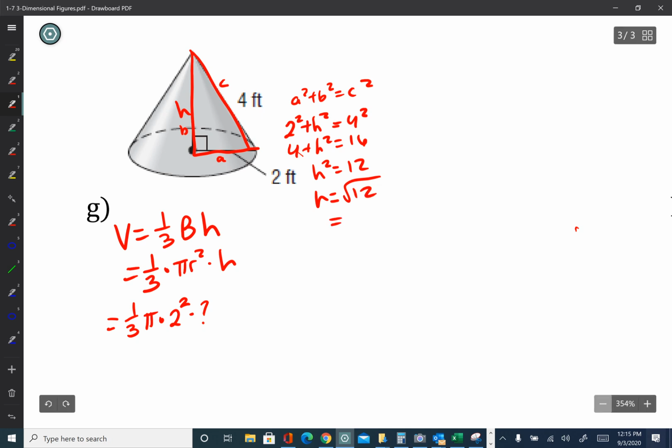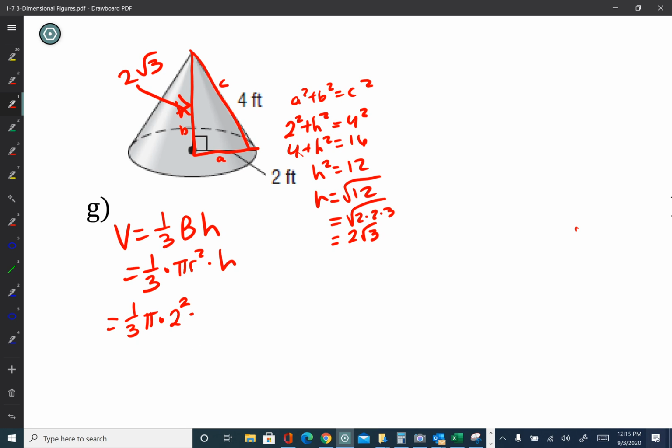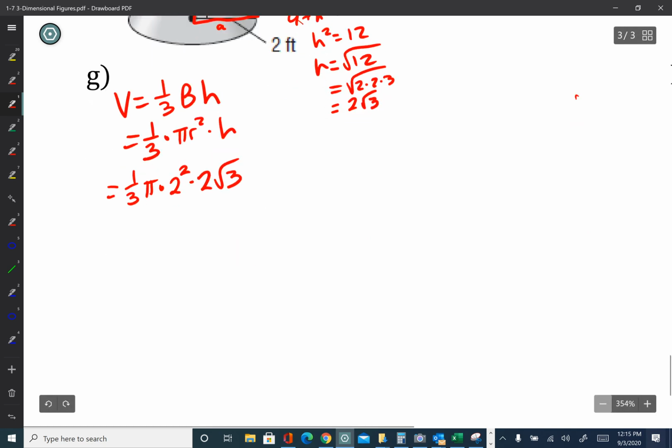The square root of 12 is 2 times 2 times 3, so the height is actually 2 root 3. Okay, so I can plug that in there. Sometimes in cones, they're gonna hide the Pythagorean theorem from you, so be ready for that, okay? So this is 2 root 3.